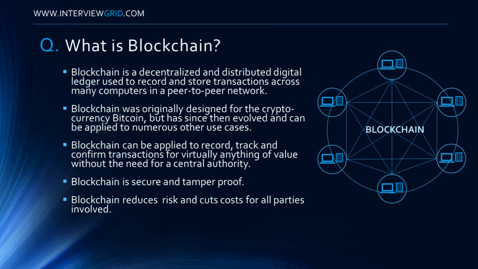What is blockchain? Blockchain is a decentralized and distributed digital ledger, used to record and store transactions across many computers in a peer-to-peer network. Blockchain was originally designed for the cryptocurrency Bitcoin, but has since then evolved and can be applied to numerous other use cases.